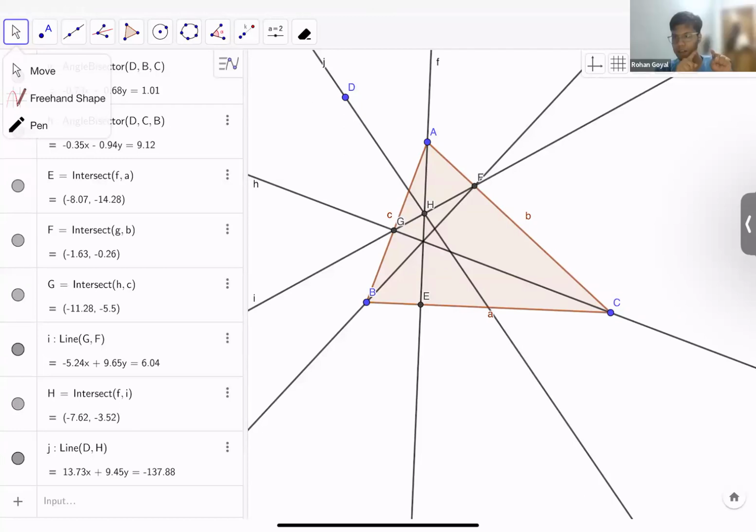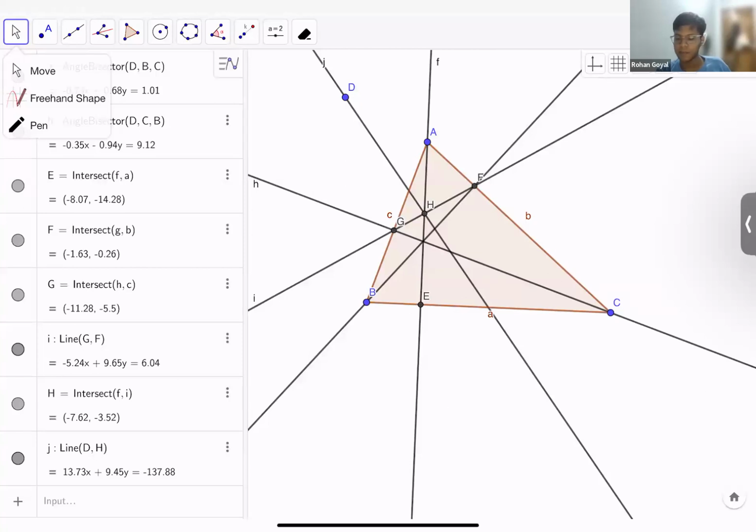Yes. So ABC is a triangle. AE is the altitude. Consider all points D such that the angle bisectors of DBC and DCB intersect on AE, on the altitude. D is a moving point.